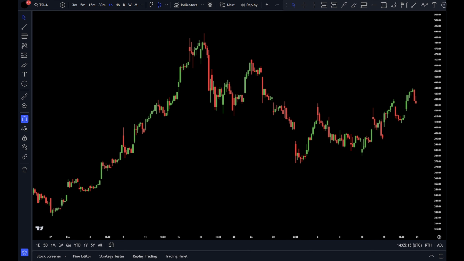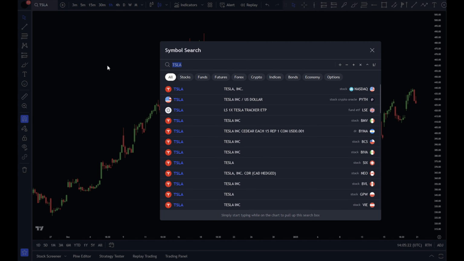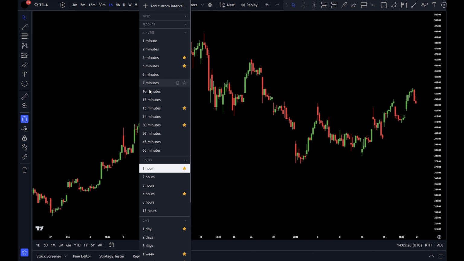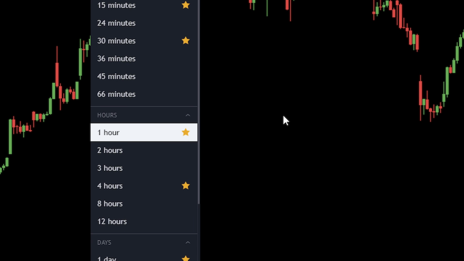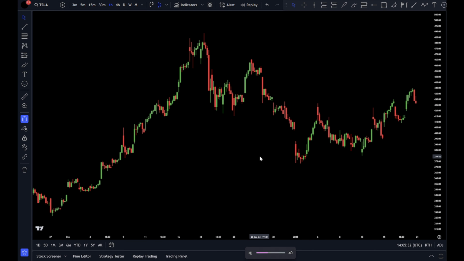To get started, we need to set up our indicators on TradingView, the platform I'll be using for this strategy. First, load the trading security you want to work with. I'm using the hourly time frame for Tesla to showcase today's strategy. However, this strategy can be applied to various assets and time frames with the proper adjustments.